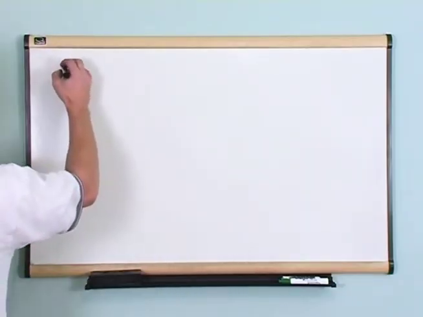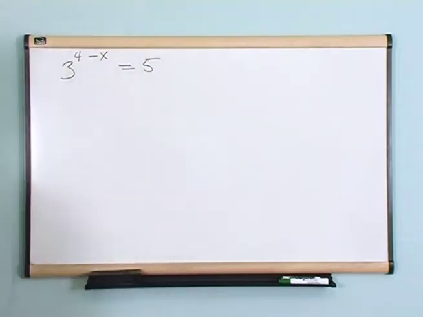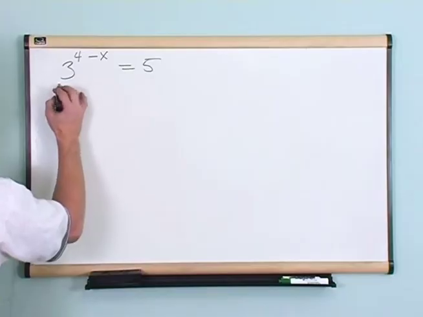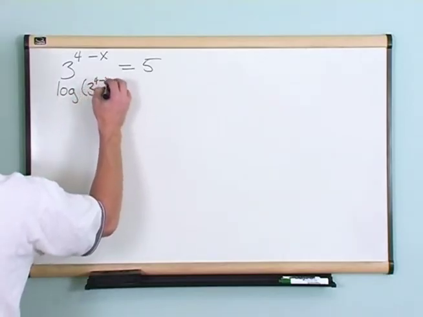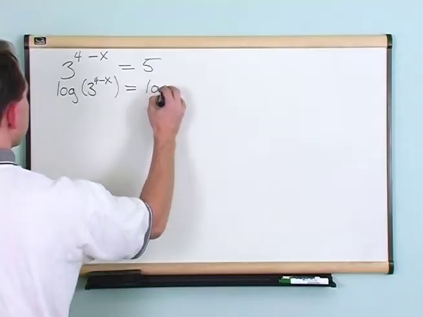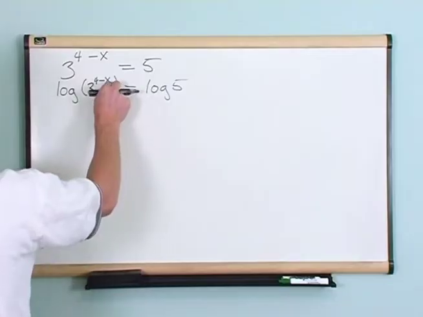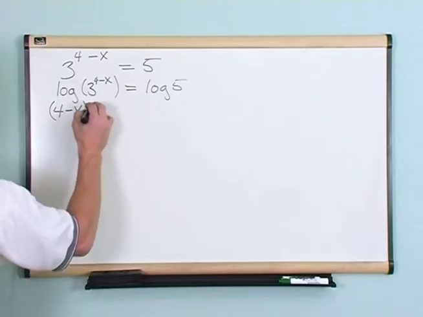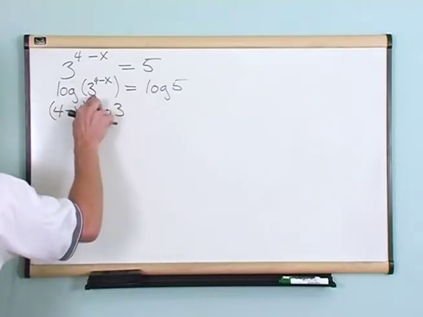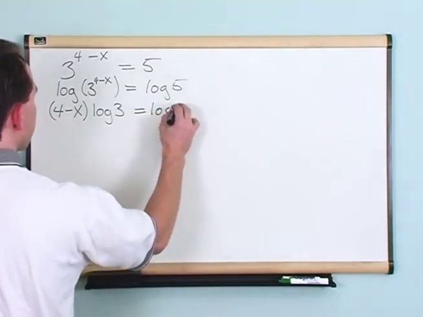What if you had an equation that looked like 3 to the power of 4 minus x equals 5, and I said solve for x? Again, I can take the logarithm of both sides. So I'd have log of 3 to the 4 minus x equals log of 5. Here I have an exponent, so I can pull that out. So that's going to be 4 minus x times the log of whatever's left over, which is 3. Remember, this is just a property we learned at the beginning, equals log of 5.